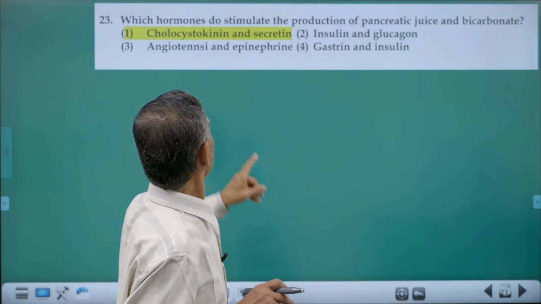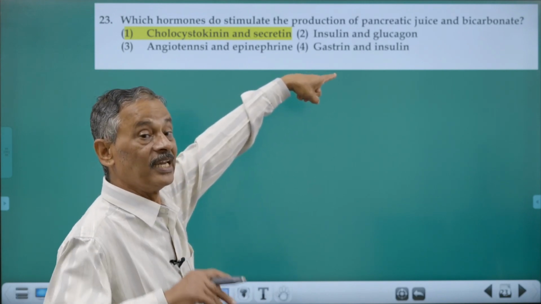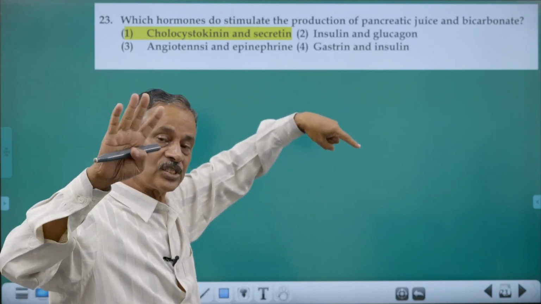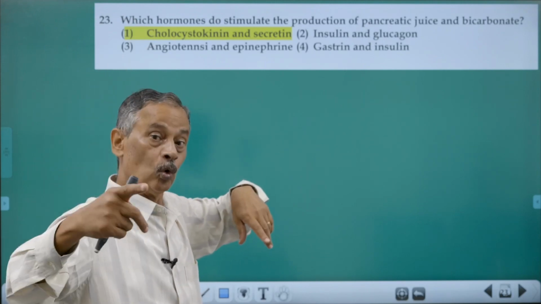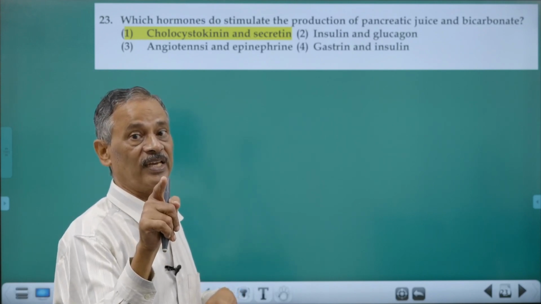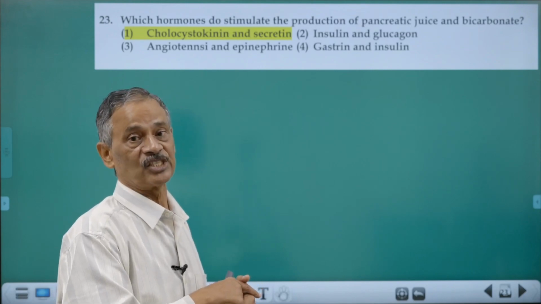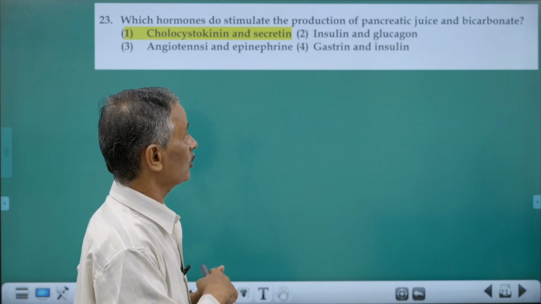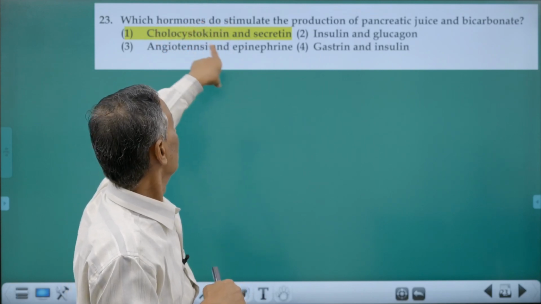Secretin, for the production of pancreatic juice, has two actions. First, secretin suppresses the gastric glands. Two, it activates the first secretion of the pancreas. The first secretion of the pancreas is the alkaline, watery secretion, which contains water and bicarbonate only. That is the function of secretin.